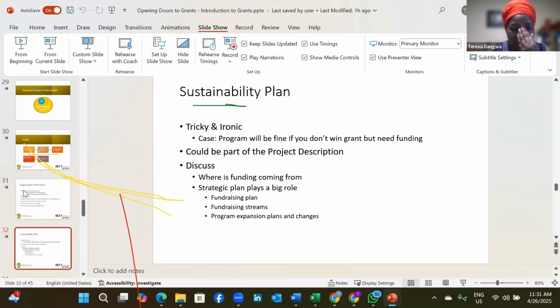And then what are some program expansion plans and changes? Even if part of your sustainability plan is to say, as of next year, we are going to hire a grant writer, we are going to hire a development person, that's good, because you are showing you want this thing to last. You want somebody who is dedicated to finding us different funding streams.